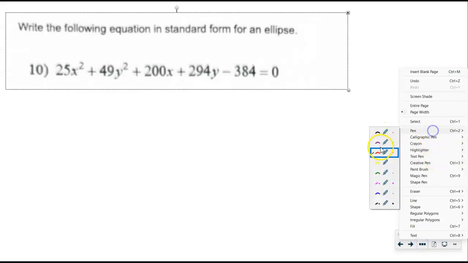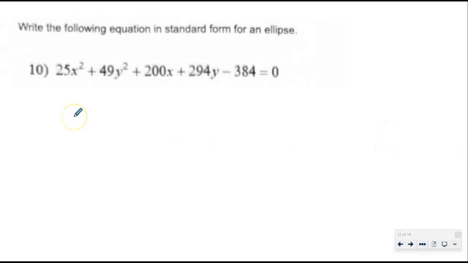So in this case, guys, the first thing that we want to do is get the x's together. So we have 25x squared plus 200x. And then we want the y's together, so we have 49y squared plus 294y. And then the constant's going to be on the other side, so you have 384. So the next thing that you guys want to do is complete the square.